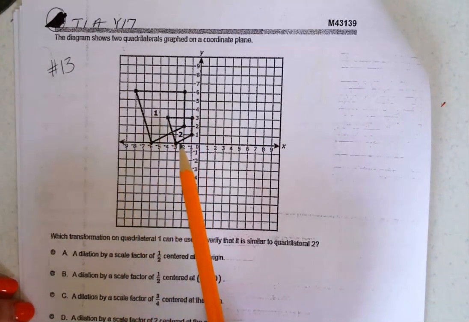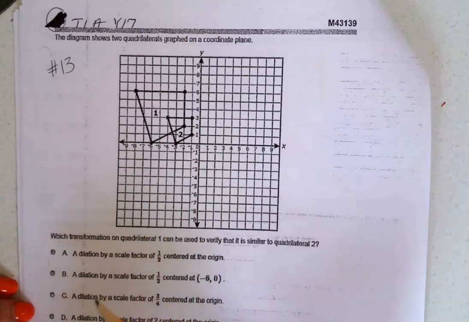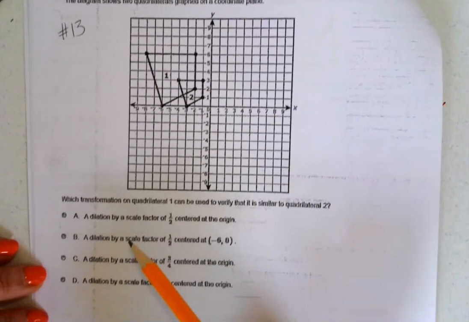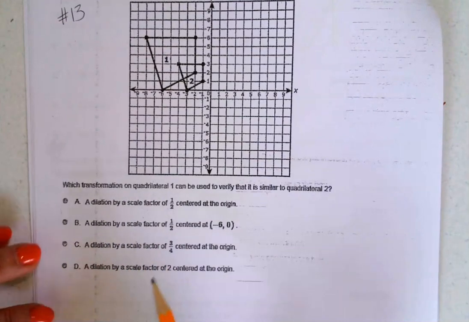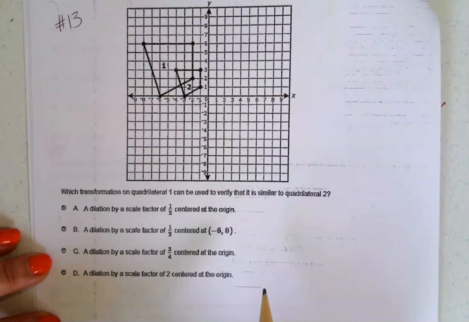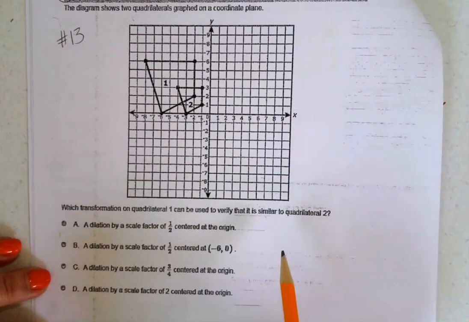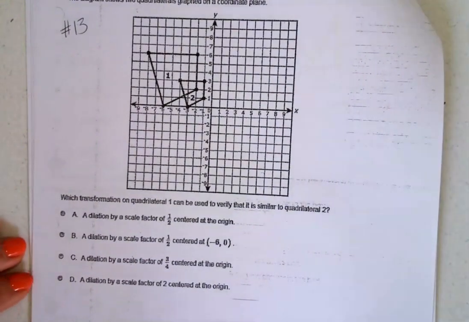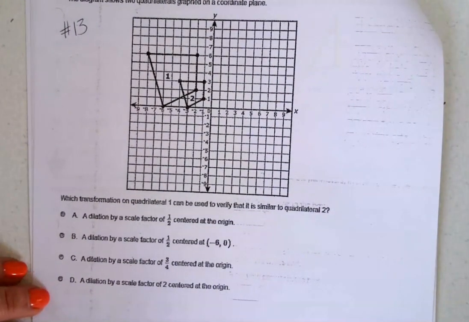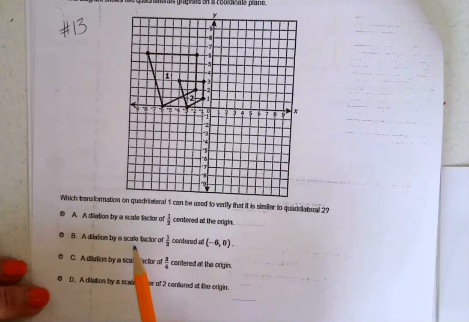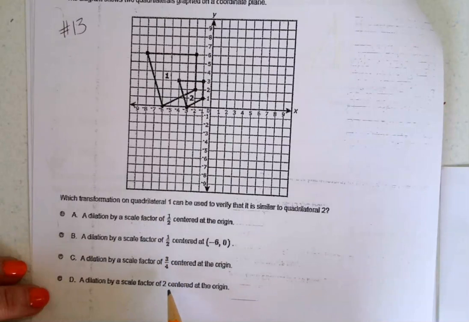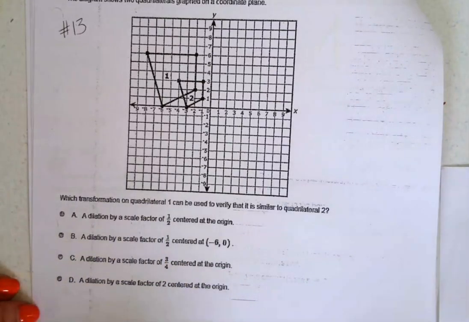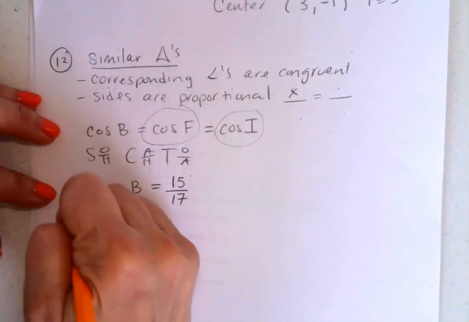Well, they are similar if there has been a dilation. So we have to pick which dilation is correct. All right, so first of all, the most important thing with the dilation is figuring out the scale factor, right? We can see scale factor. Which is it? Is it 1/2? Is it 3/4? Or is it 2? So let's talk about the scale factor.